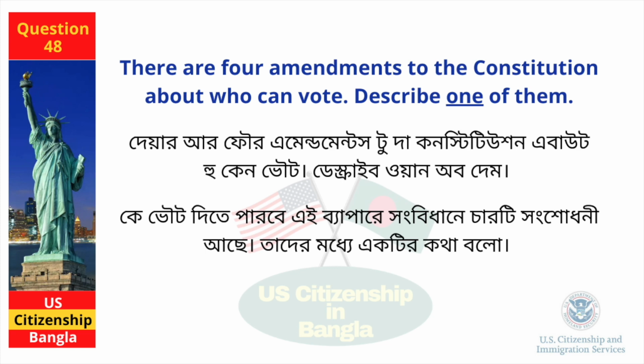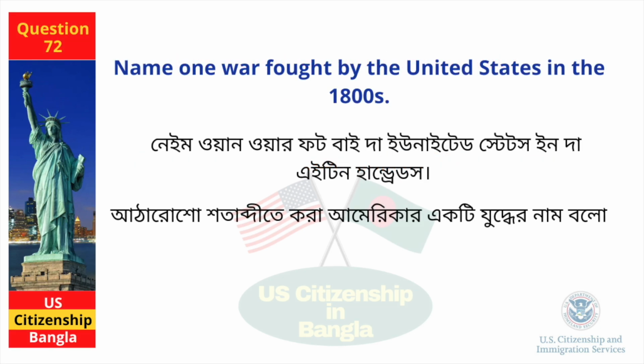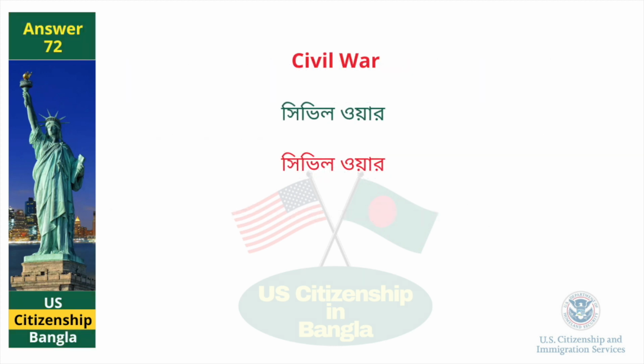There are four amendments to the Constitution about who can vote. Describe one of them. Citizens 18 and older can vote. Name one war fought by the United States in the 1800s. Civil War.